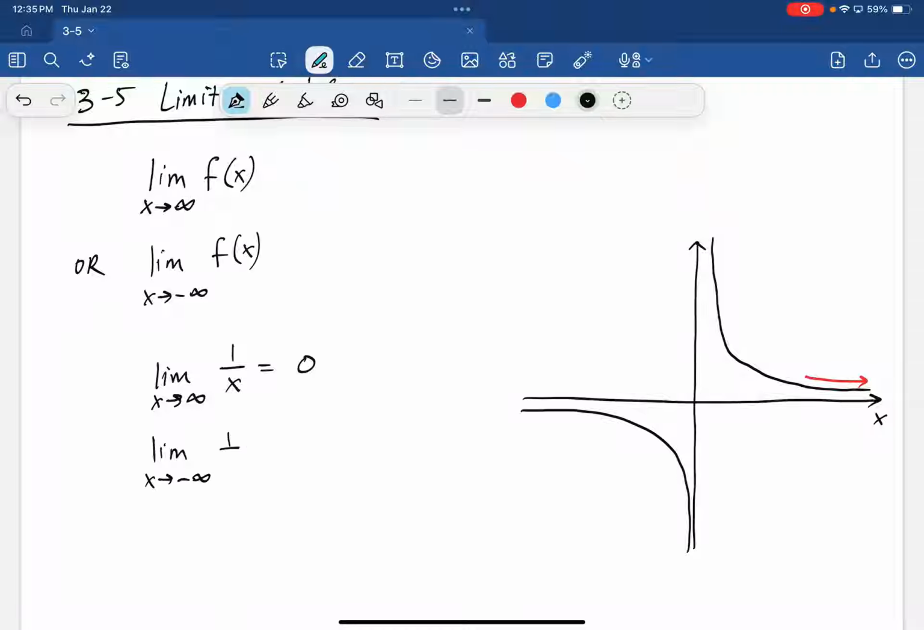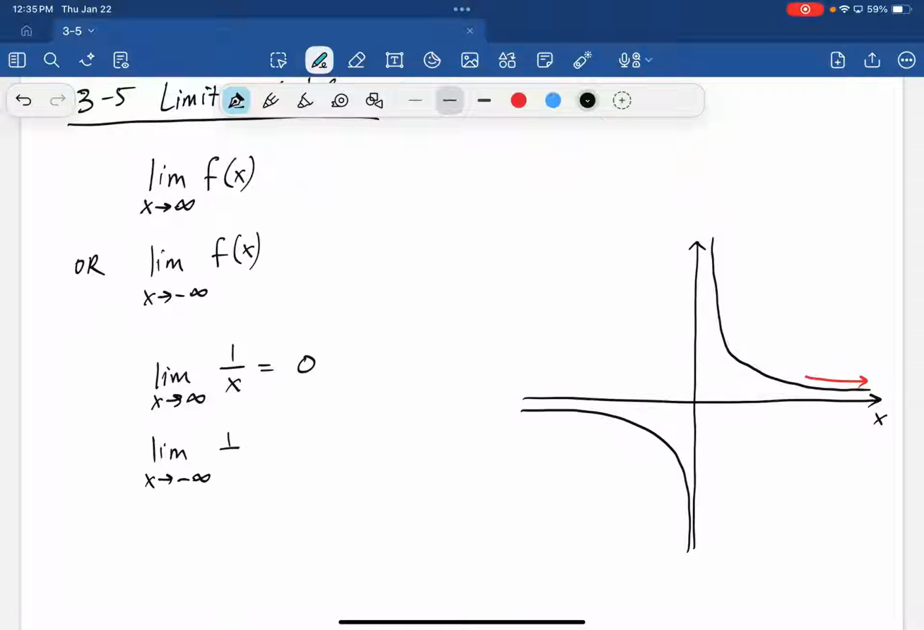Okay, case 1. Suppose we're looking at the limit as x approaches infinity of a function maybe like x plus 2 over x squared plus x plus 1. Okay, and we're asking the question of what value this function approaches as x gets really big. So, we could try plugging in some numbers.